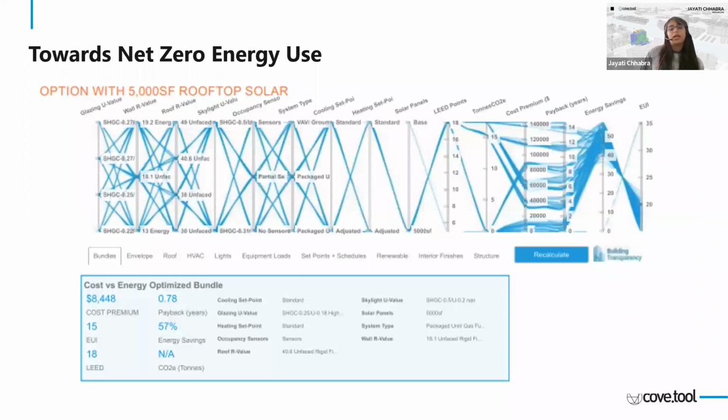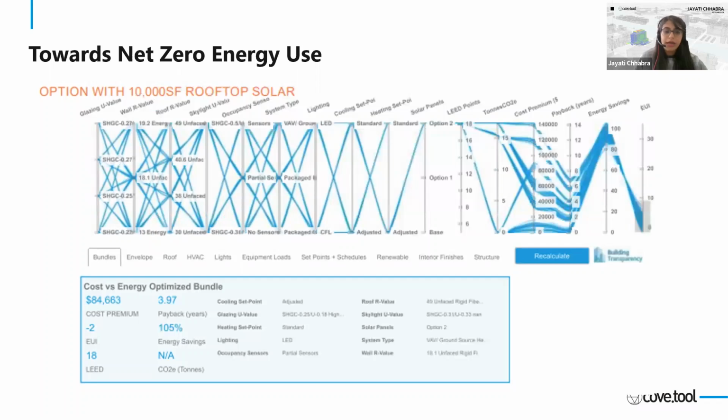So the cove.tool analysis showed them the best strategy for achieving significant savings is including on-site renewable energy as part of their design. The addition of 5,000 square feet of solar panels reduces the PEUI enough to meet the current 2030 challenge to achieve a predicted EUI below 19. It also showed them an option with 10,000 square feet of solar panels. And that showed them that it was possible to be energy neutral or even energy positive when combined with other insulation and operational upgrades. So you can also see the cost premium here.